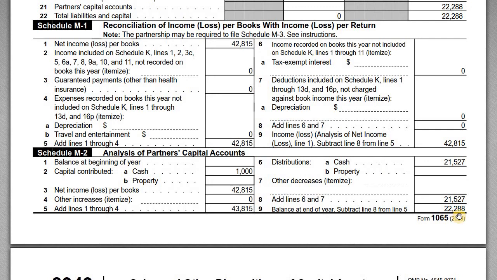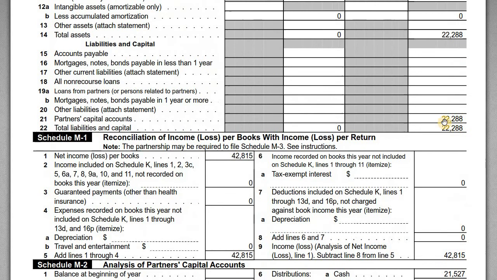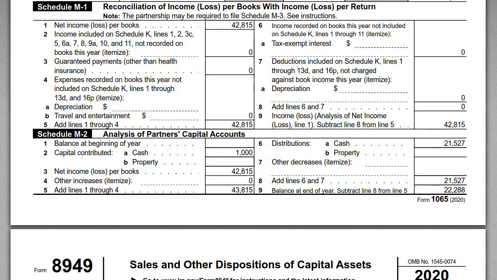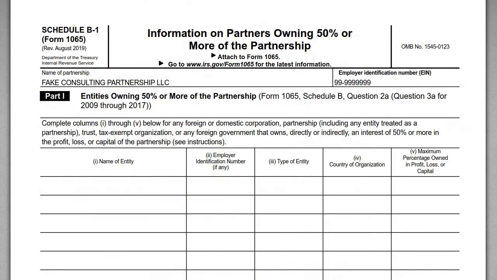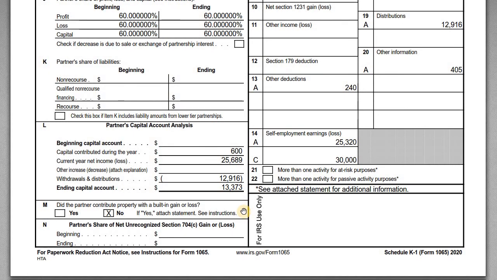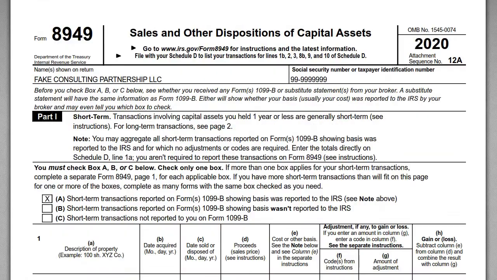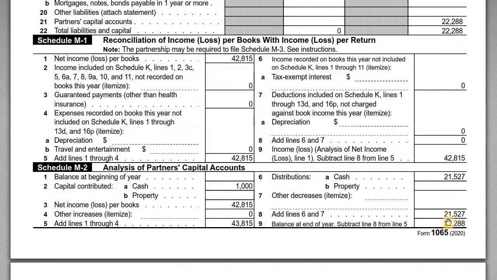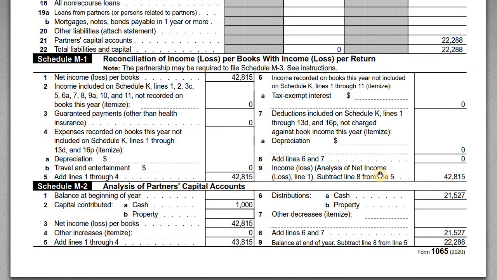So in other words, down here, the balance of capital accounts, $22,288, that number ties to this figure, partners' total capital accounts. And then the $22,288 figure will be the total amount of capital from the Schedule L reconciliation. So down here, ending capital account 13,373. If you go through all the K-1s for every partner in a partnership and you add up this ending number for each of them, the total will tie to this balance here, right? The 22,288 and there. So that's how all those numbers intertwine.